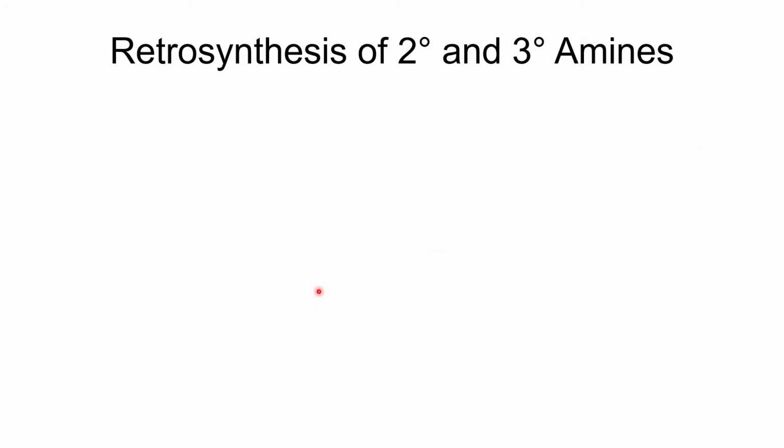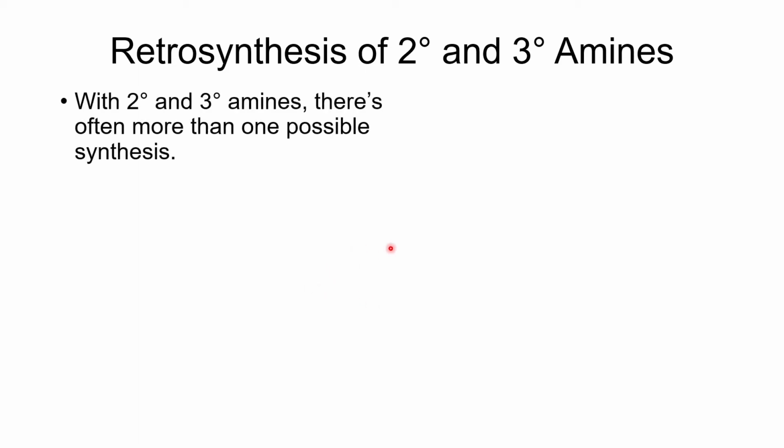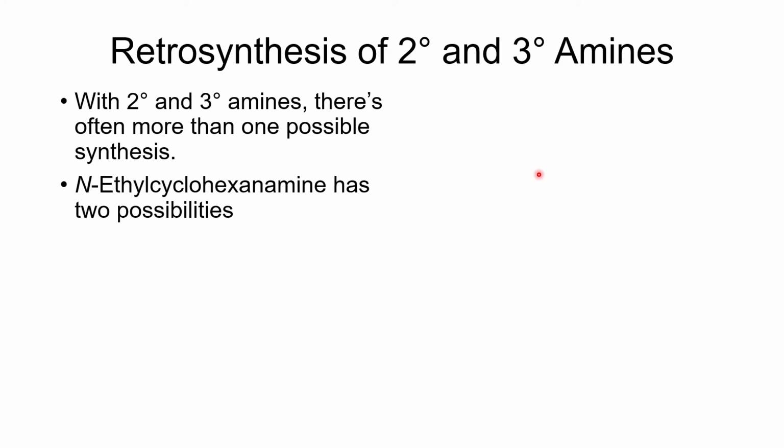All right. If you're doing retrosynthesis with a secondary or tertiary amine, that means that you may have some choices. So there may be more than one possible synthetic pathway. Let's look at this particular secondary amine. So here we have a cyclohexyl group, and here we have a phenyl group. The name of it is N-ethyl cyclohexanamine.